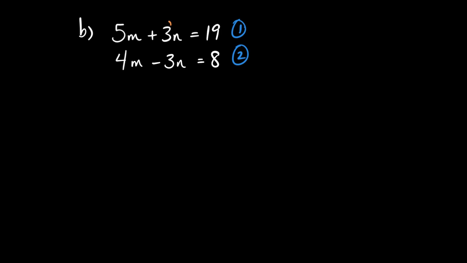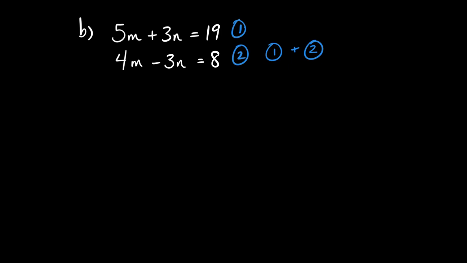But if I took a look at my n terms, if I was to go through and add those two equations together, then I get 0. A 3n plus a negative 3n gives me 0. And that's what I'm looking for. I'm looking for terms that can cancel out. So I just found my way that I am going to eliminate my variable. I am going to take equation 1 and I'm going to add it to equation 2.